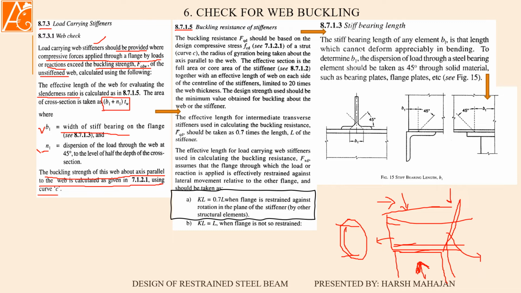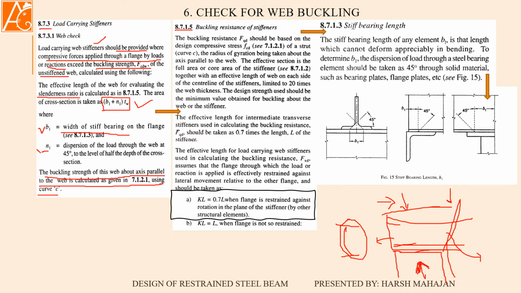Now, buckling strength of the web about the axis parallel to the web is calculated by this clause using curve C. So 7.1.2.1, these clauses are for the column design, compression member design. So again, we are considering our web as a compression member of this much cross-section area. So we are just going to design or check our web as a compression member of this area to resist the shear stress or the reaction force.